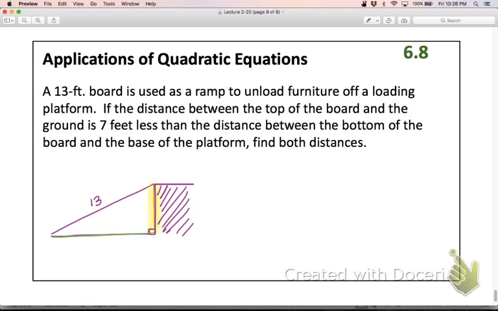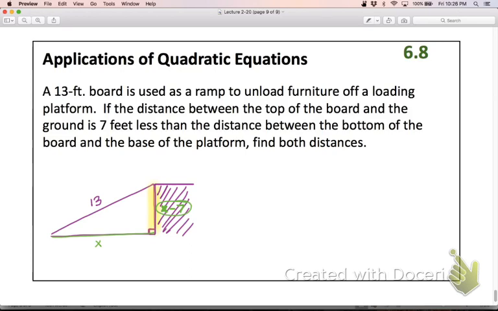Now, just like I told you on that first problem, which one did they describe to us? They described the distance between the top and the ground. That means our variable needs to be this side, because that was the one they did not describe. Now I know that the yellow side has to be 7 less than that. So that's going to be x minus 7 in there. I don't know if you can see that. x minus 7.